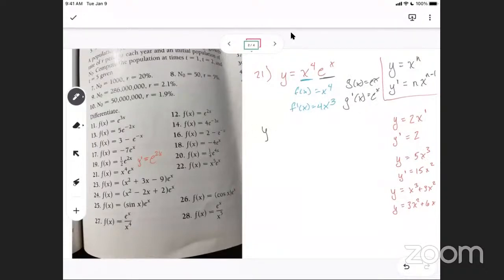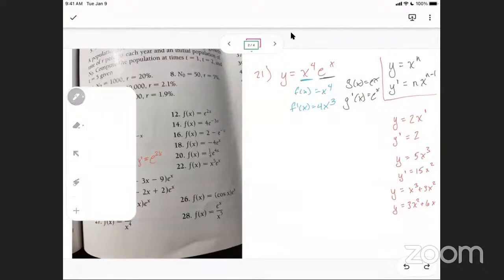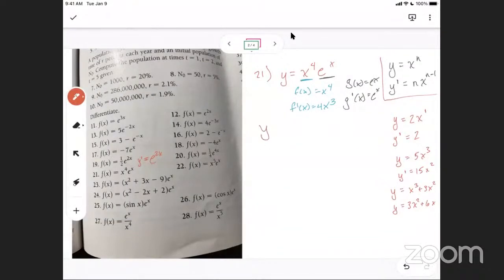So what's the derivative? Do this in red. What's the derivative of y? You take the derivative of f of x, multiply it by g of x, and then plus, now you take f of x and multiply it by the derivative of g of x. And that's your answer.